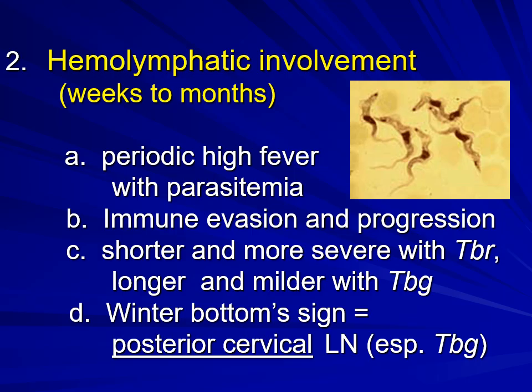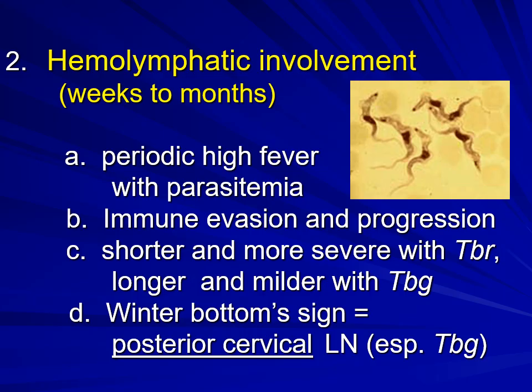Then the second stage is the hemolymphatic stage, which means that the parasites, after multiplying locally at the site of the chancre, disseminate and go into the bloodstream and into the lymphatics as well. And this corresponds to the hemolymphatic involvement. And there it produces periodic high fever with parasitemia, which means the presence of the parasite in the bloodstream. So with this parasitemia, with the fevers, we can take a blood sample and check for the presence of the parasites. There will be, of course, immune evasion and progression of the infection.